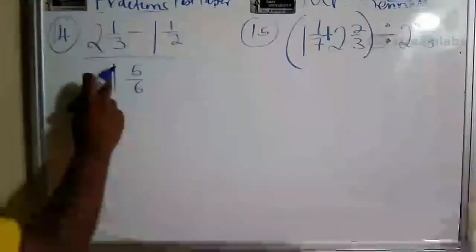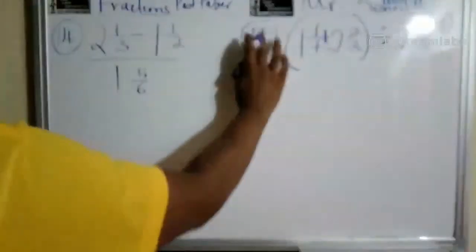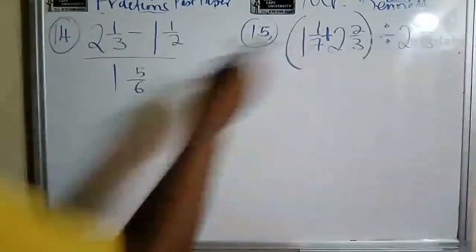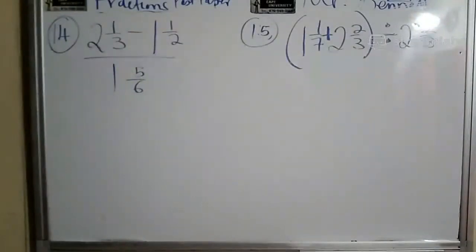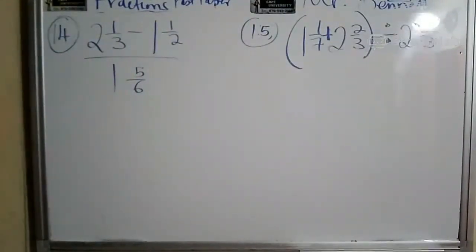Alright, so this is number 15. So I just do 14 and 15. In the bracket we have 1 and 1/7 plus 2 and 2/3, close the bracket, divide by 2 and 2/3. And for this one, it's 2 and 1/3 minus 1.5, divided by 1 and 5/6.